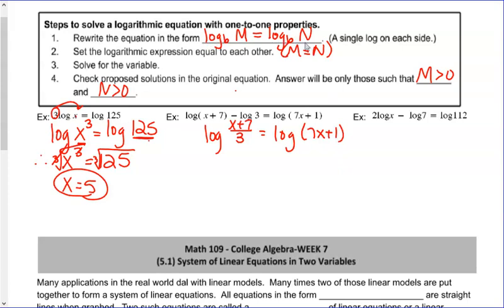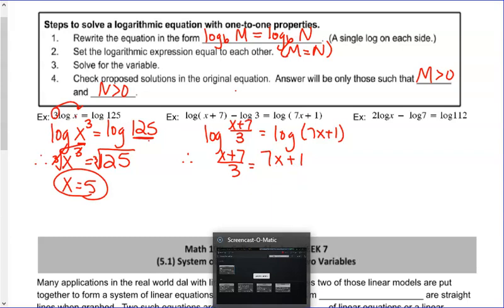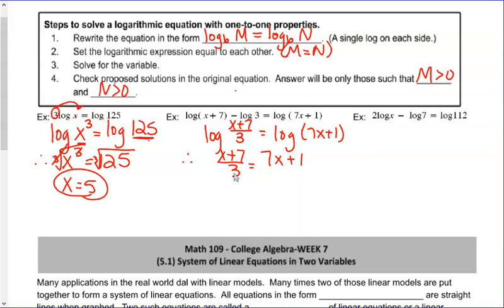And now I do have this form. I have a single log on the left, a single log on the right, same base. Therefore, I can set this expression equal to that expression. Therefore, x plus 7 all over 3 has to equal 7x plus 1. Now, we have an equation that we can solve. Actually, it's not too bad.